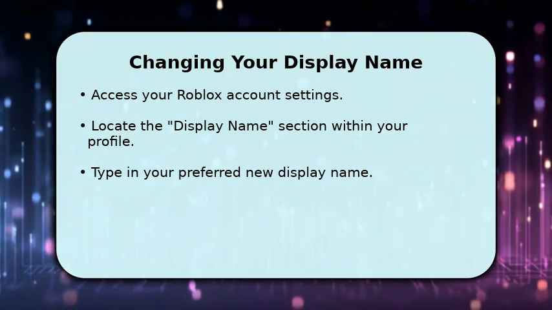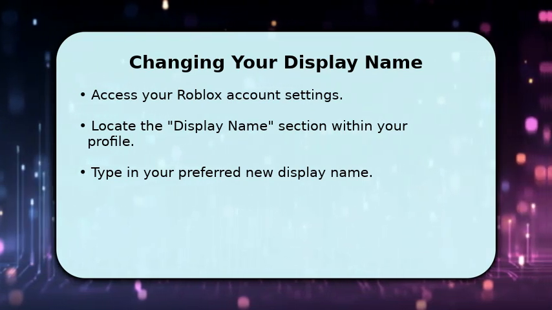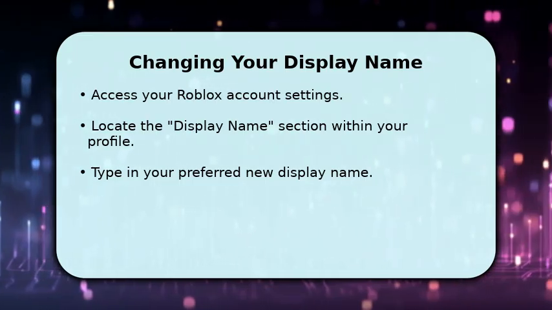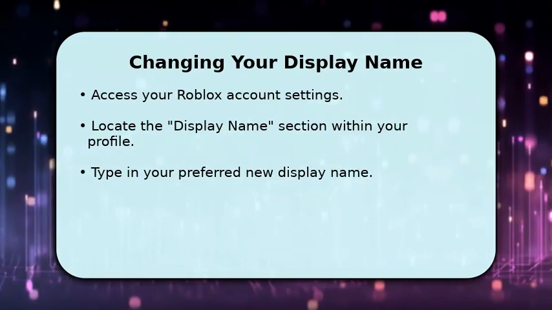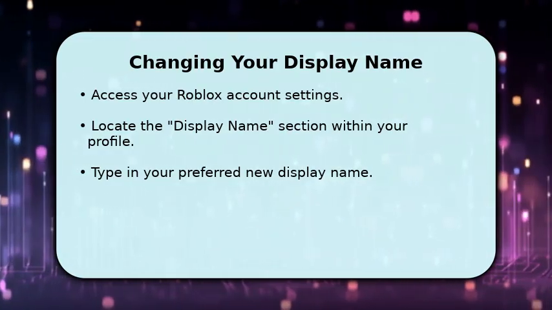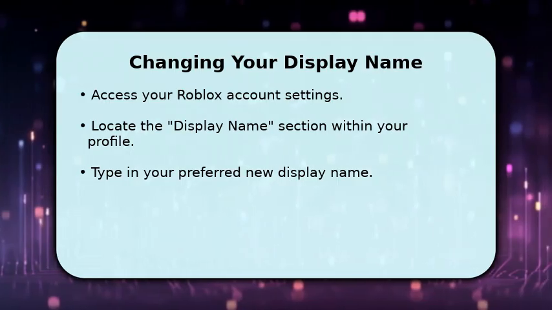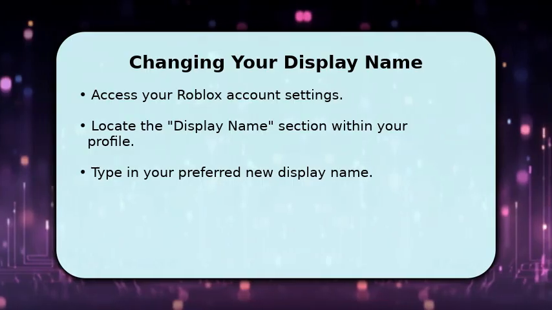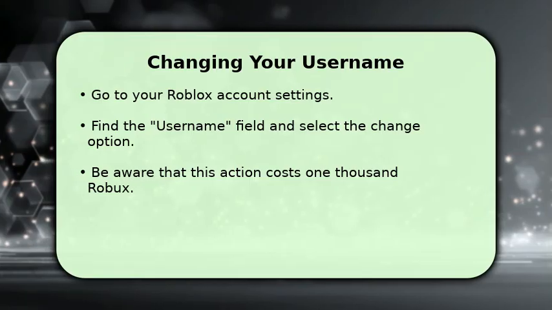Changing your display name is a straightforward process. First, log into your Roblox account and navigate to your settings. You'll find a section specifically for your display name. Simply click on the edit icon, type in the new name you'd like to use, and then save your changes. Remember, you can do this once every 7 days without spending any Robux, allowing for frequent updates to your visible identity.